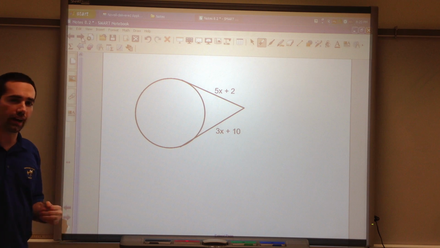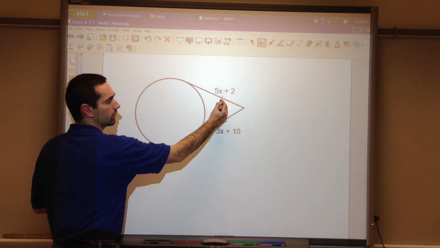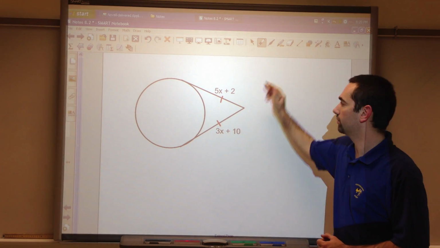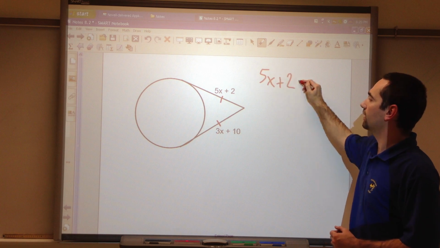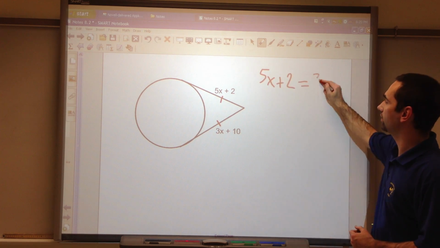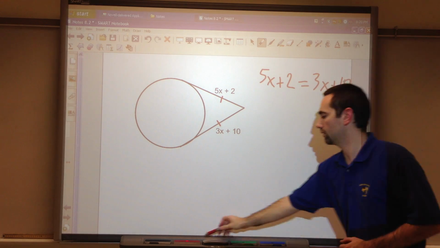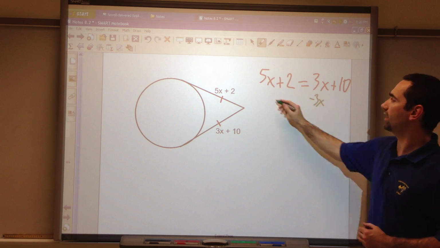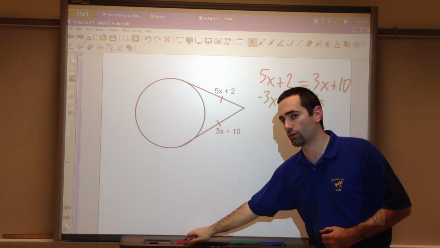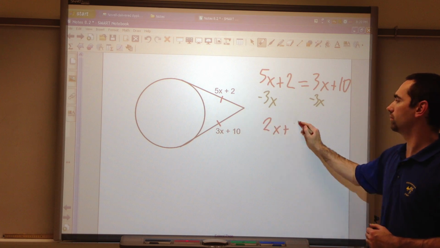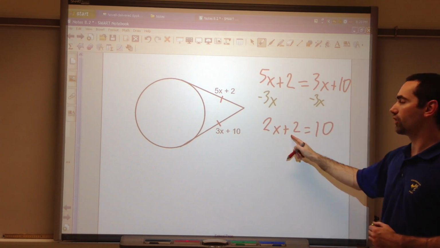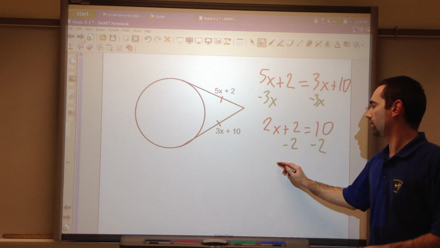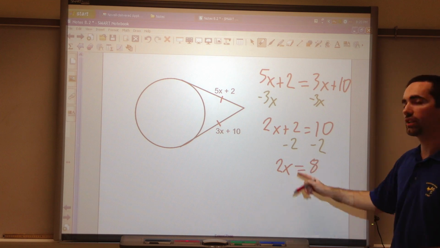Here we have to solve for x. They're congruent. When two things are congruent, we set them equal to each other. So 5x plus 2 equals 3x plus 10. I'm going to get x by itself. I'm going to subtract 5x minus 3x, 2x. Subtract the 2. Divide by 2.